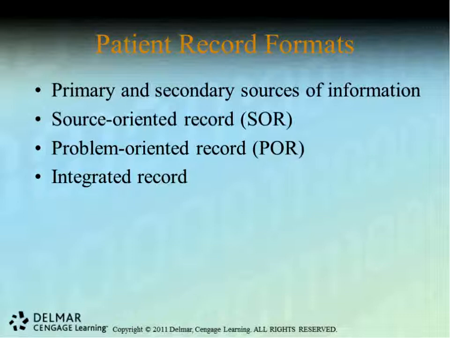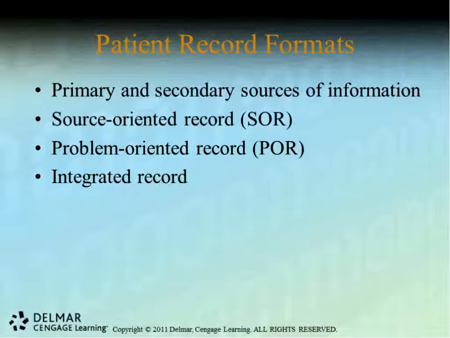Now, in a paper record, there are different formats that a record can be in. In an electronic record, you can put that information in all types of formats. That's the beauty of an electronic health record. But if we're using a paper-based record, you can have it in what we call a source-oriented record, or SOR format. You can have a problem-oriented record, POR format, or an integrated record.